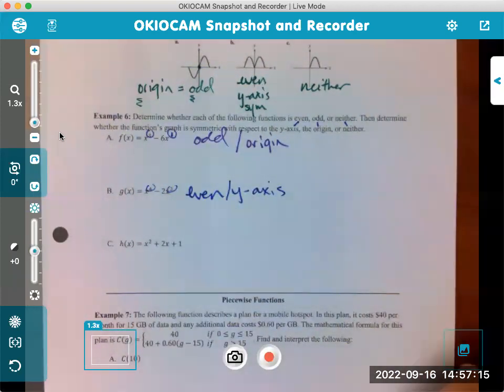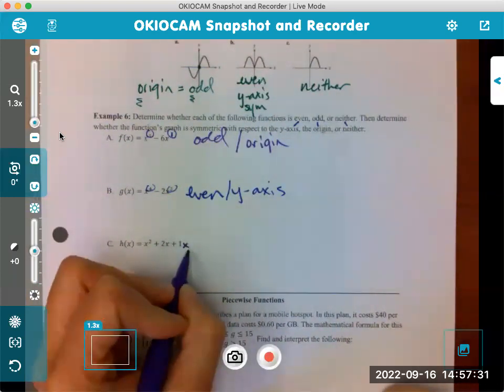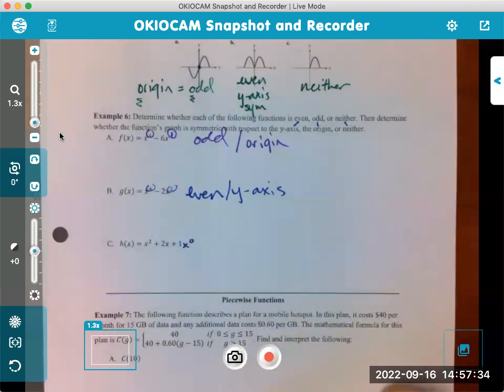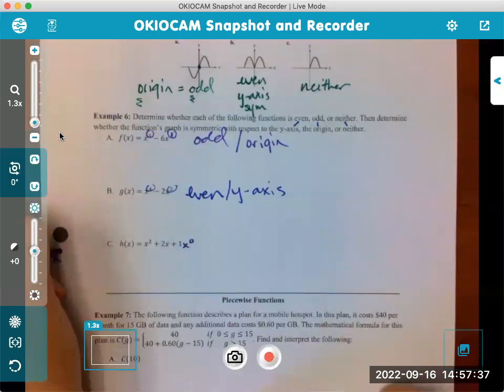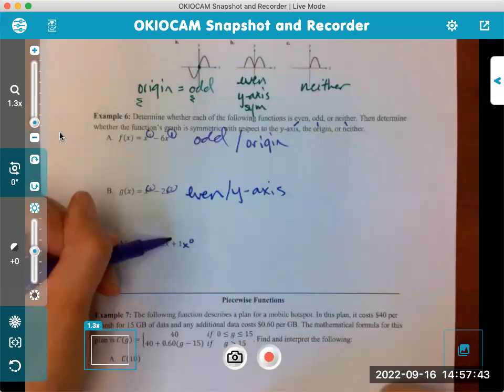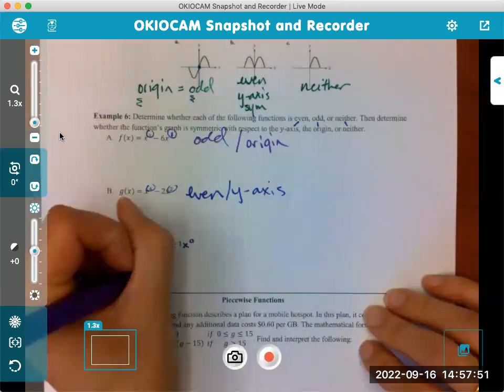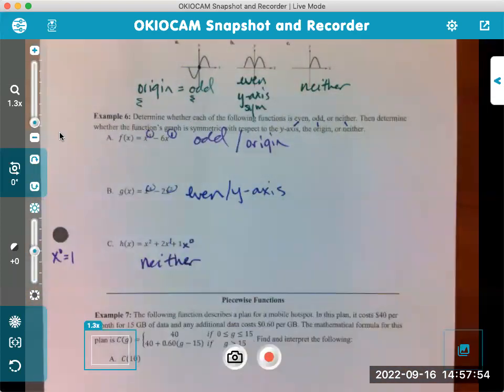Okay, so if you have just all odd powers, it's odd. If you have all even powers, it's even. Then, if you have a commingling, which is the case here, and recall that this constant is technically 1 times x to the 0, because anything to the 0 power is 1. So if I have an even power and an odd power, what do you think takes over? It's actually neither. If you have a commingling, it's neither.